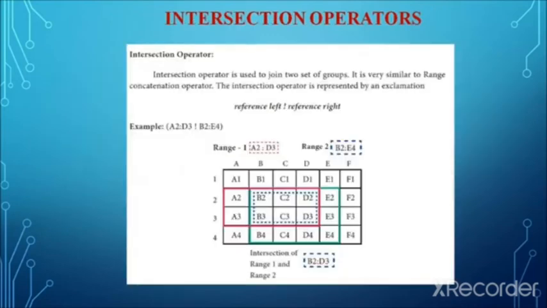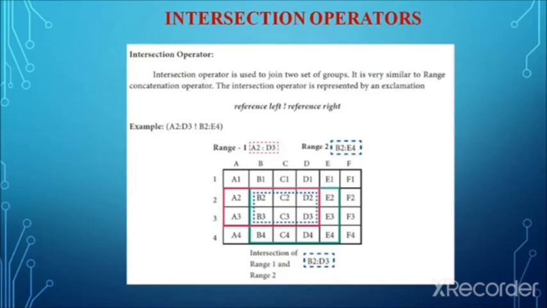And next one is the intersection operator. Intersection means it combines two different groups and results in the common elements between the two groups. It is similar to the range concatenation operator, that is the reference concatenation operator. The symbol used here is the exclamation mark. So reference left, exclamation mark, reference right.